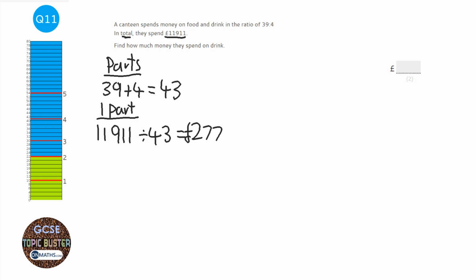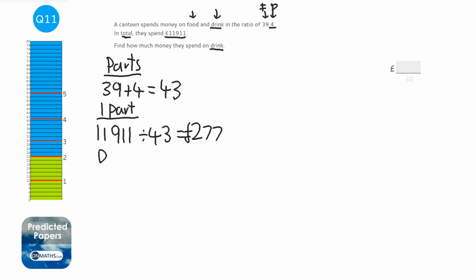Now let's read the question. Find how much money is spent on drink. Well, drink is this one here, and the order in which they are in the question, food, drink, is the order in which the ratios are. So food, then drink here. So there are 4 parts. So we're just going to write drink.